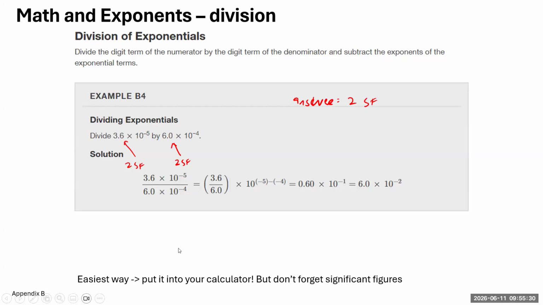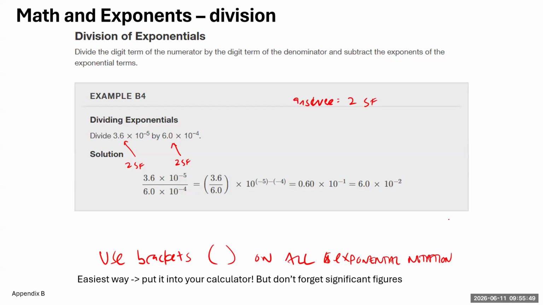Right? Use brackets on all exponential notation calculations. All right, let's try it.